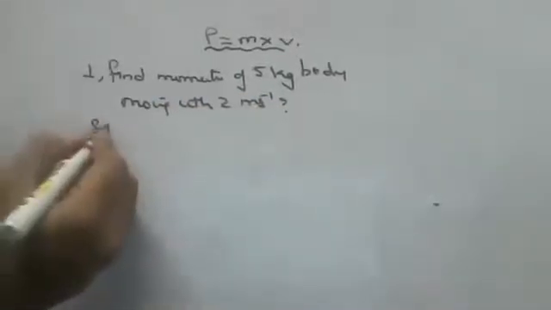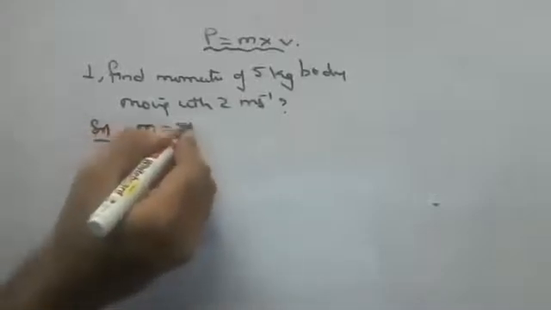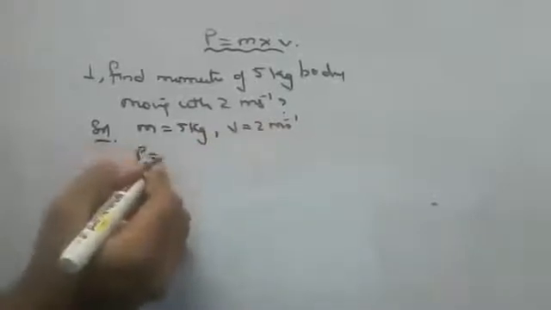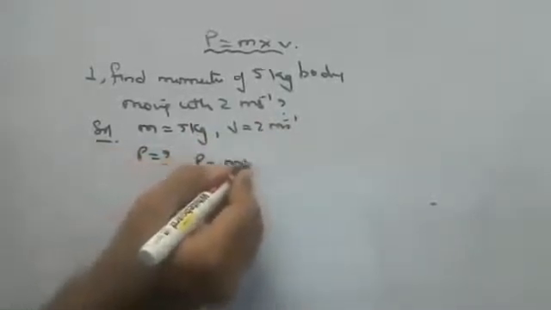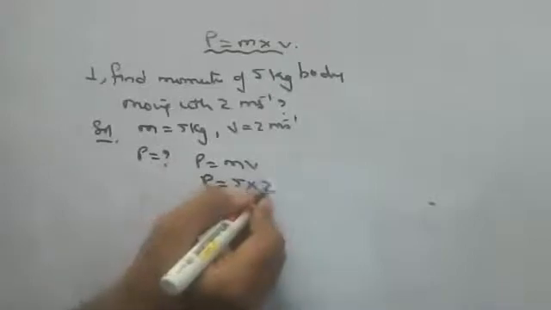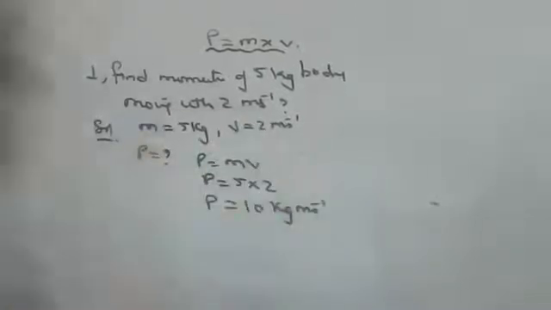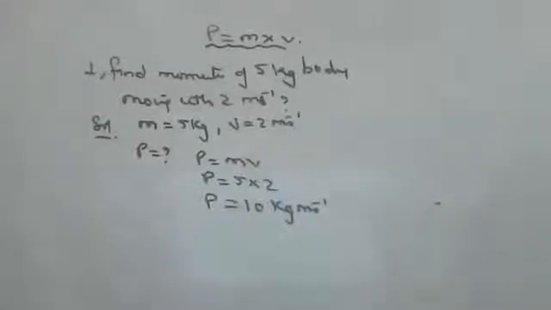Okay, so solution. Mass, how much I gave? 5 kg. Velocity, how much I gave? 2 meter per second. Momentum I asked. So P is equal to mv. So P is equal to 5 into 2. Easy. That is 10 kg meter per second. Basic numerical. You have to keep copying. You should not sit idle.